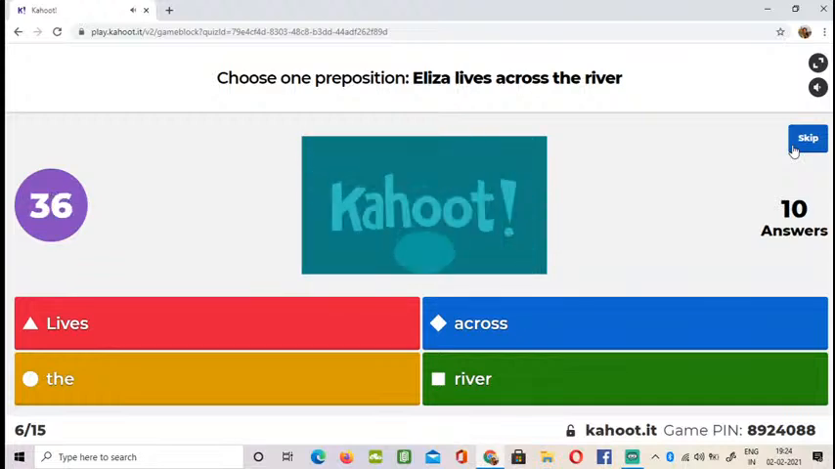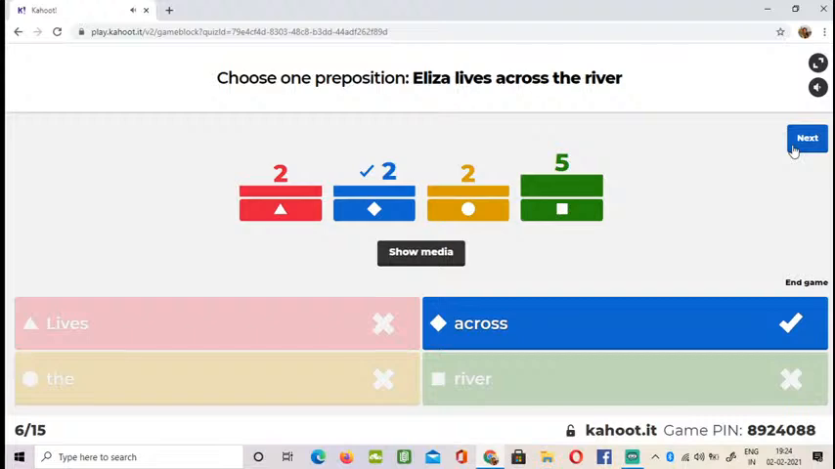I've got 10 answers. Okay, 2 of you are correct. That's very good, and the correct answer is across, because lives, the, and river are not prepositions. She lives across the river. The is the article over here, and lives is she is living over there. The river is the object here. So it is across.